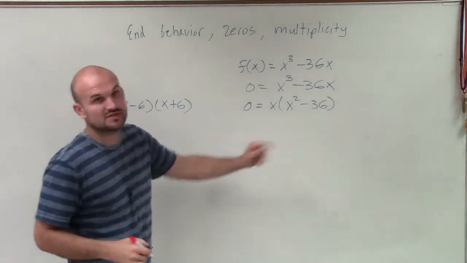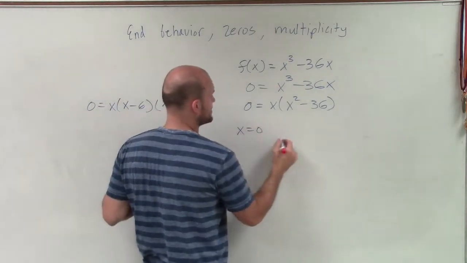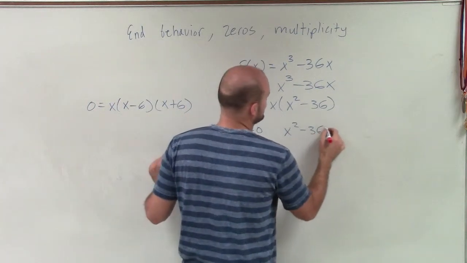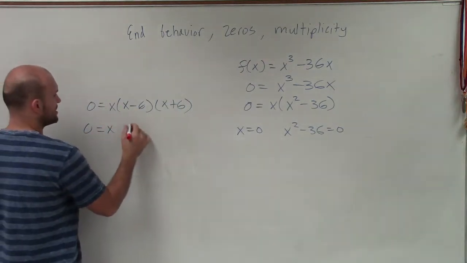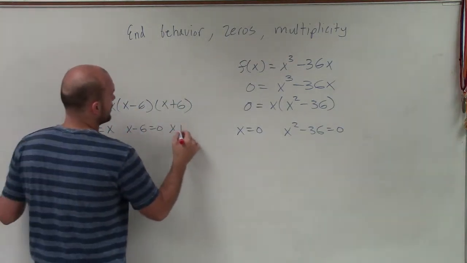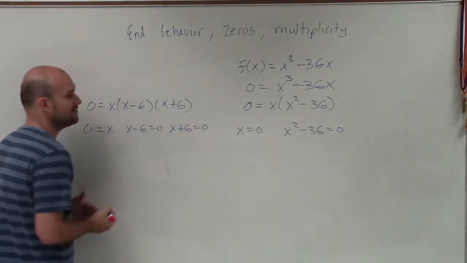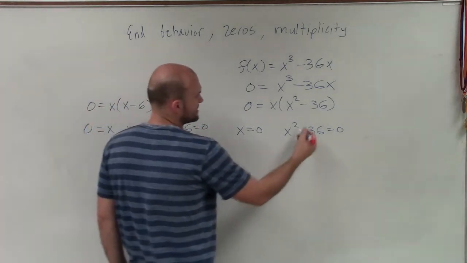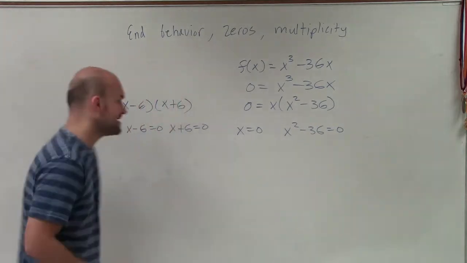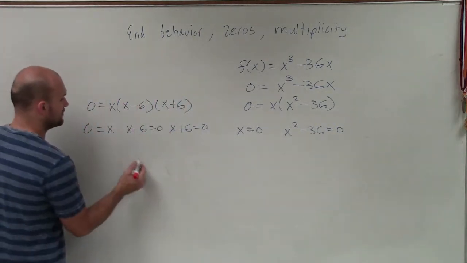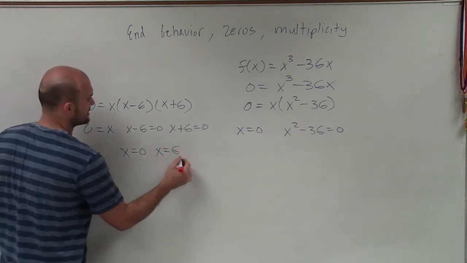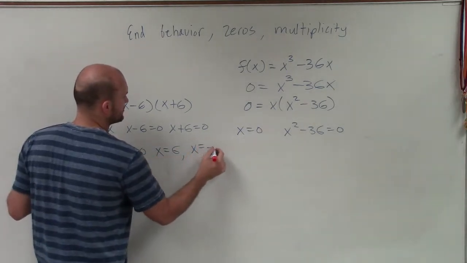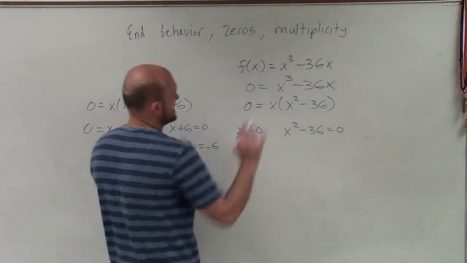Or you could actually just use the zero product here and say, well, x equals 0, and then x squared minus 36 equals 0. Or you could use the zero product here and say x equals 0, x minus 6 equals 0, or x plus 6 equals 0. Either way, when you solve, here you're going to use the square root method. Here you're just breaking it apart and solving. But what we notice is that x equals 0, x equals 6, and x equals negative 6. And here you'd get the exact same values.